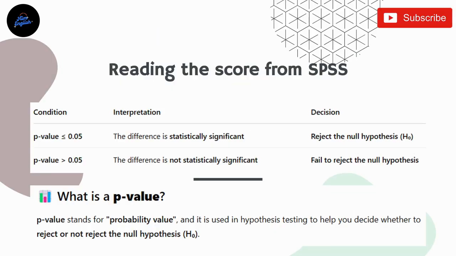There is a rule in understanding the numbers in SPSS calculations. If the p-value is less than 0.05, the interpretation means that the difference is statistically significant. So the decision that the researcher must take is to reject the null hypothesis. If the p-value is above 0.05, the interpretation says the difference is not statistically significant. So it means that it fails to reject the null hypothesis. So what is the p-value? P-value stands for probability value. It is used in hypothesis testing to help you decide whether to reject or not reject the null hypothesis.